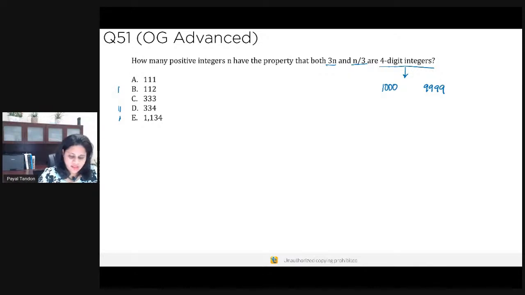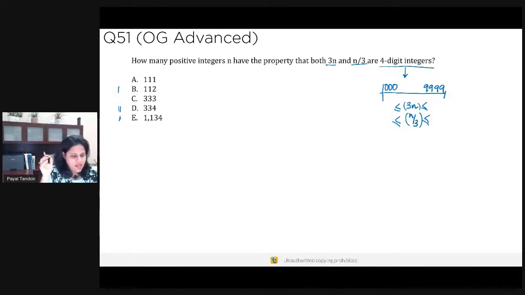Now, what else do I know about this? What I know is that 3n and n by 3 are between these limits. That's the first thing that I'm going to do: just try to understand what the question statement is telling me, and how I can translate the English into mathematical terms. This is my translation: 3n is greater than or equal to 1000 and less than or equal to 9999, and n by 3 is greater than or equal to 1000 and less than or equal to 9999, right?